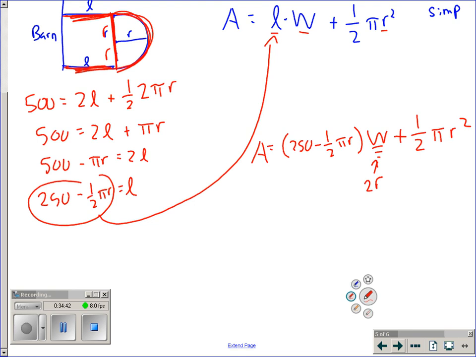So my area function is area equals 250 minus 1/2 pi r times 2r plus 1/2 pi r squared. So we got it in one variable. Now we're just going to simplify it and then take the derivative.